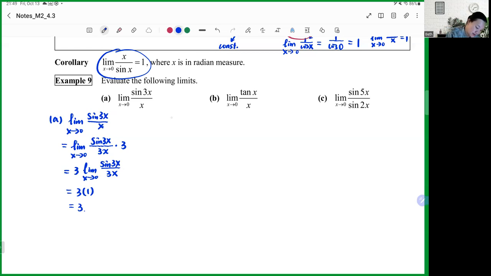Let me know. Part B. Limit as x goes to 0 of tangent x divided by x. In this case, we always prefer sine over tangent. So I will change tangent to sine over cosine, and then divided by x, I'll multiply by 1 over x. And then I'll do some rearrangement.